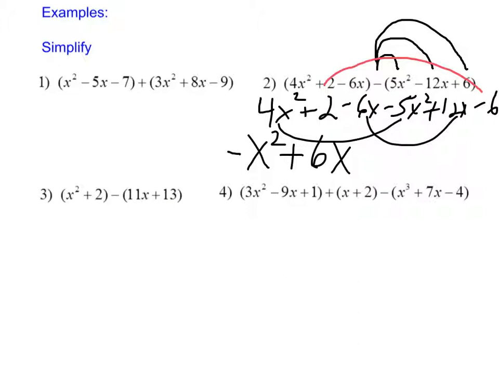I don't know if it's a good example, but it's negative 4. Negative 4 or minus 4. So our final correct answer here is negative x squared plus 6x minus 4. And because all my like terms have been combined, I can do nothing else. I can do nothing else at all.